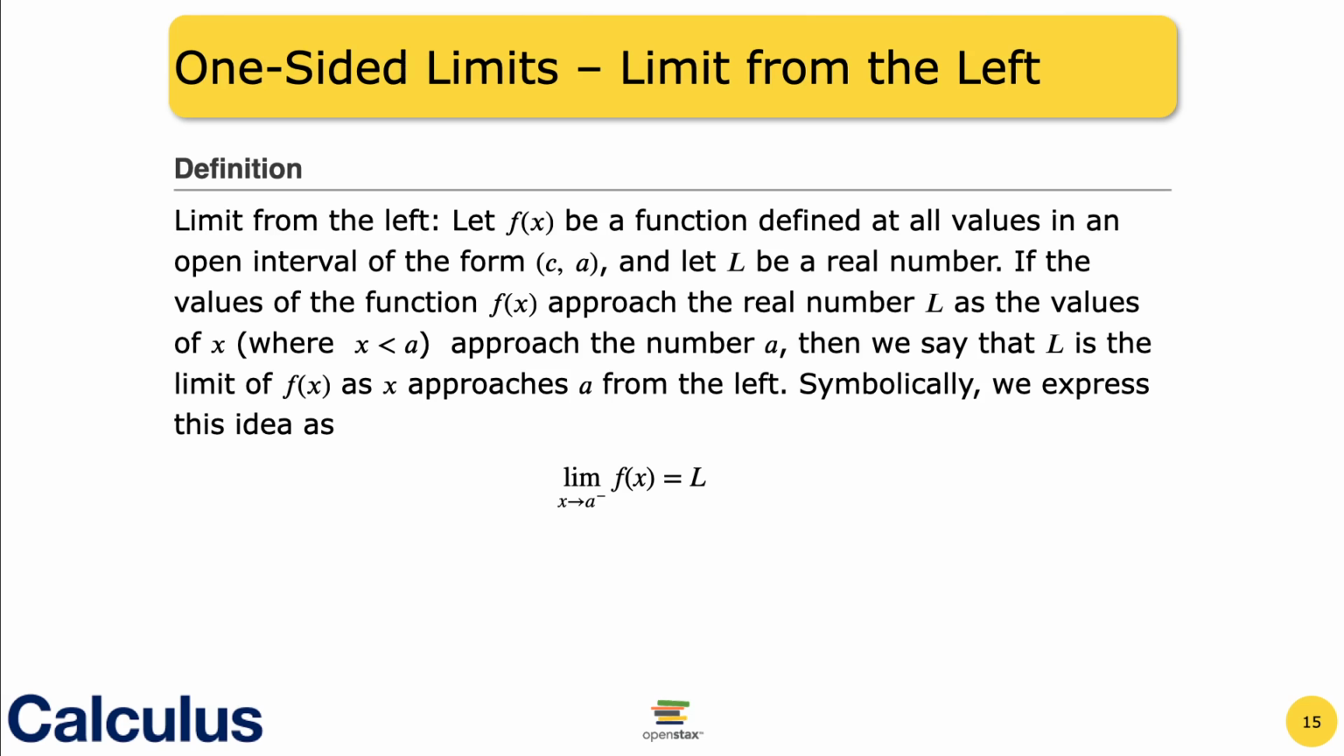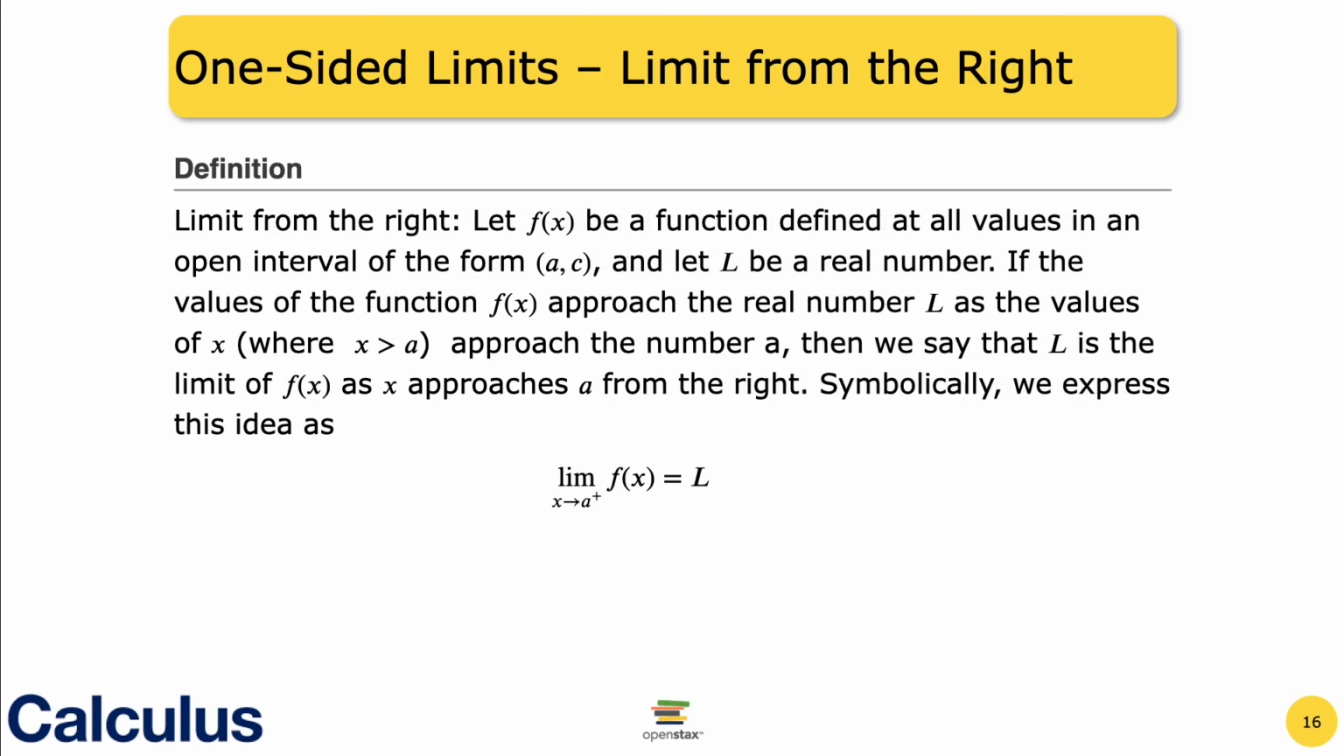One-sided limits. Limit from the left. Let f of x be a function defined at all values in an open interval of the form (c, a), and let L be a real number. If the values of the function f of x approach the real number L, as the values of x, where x is less than a, approach the number a, then we say that L is the limit of f of x as x approaches a from the left. Symbolically, we express this idea as the limit as x approaches a from the left of f of x equals L.